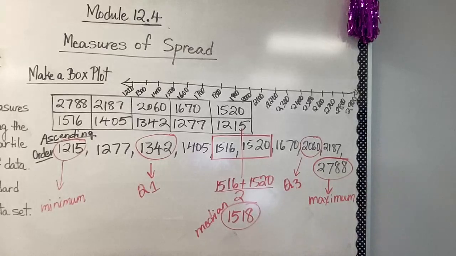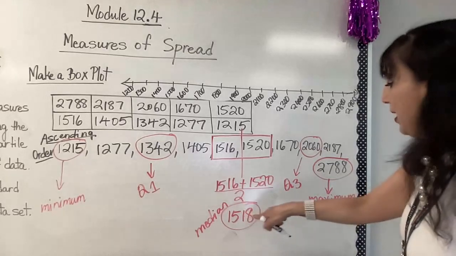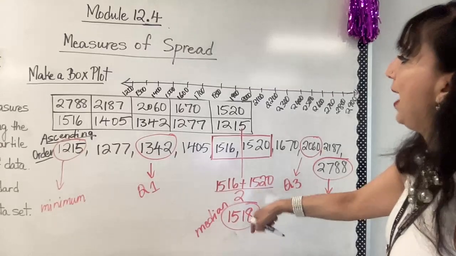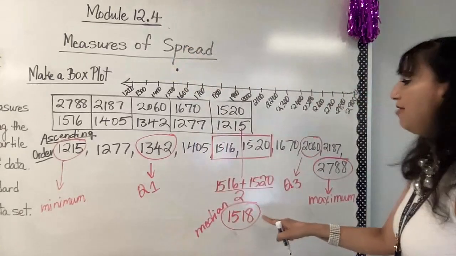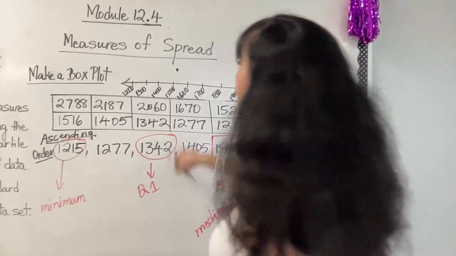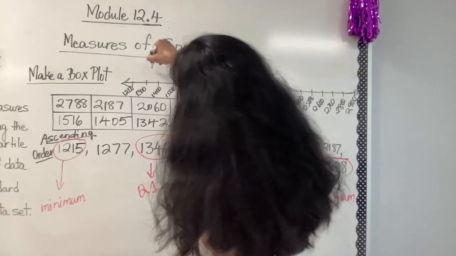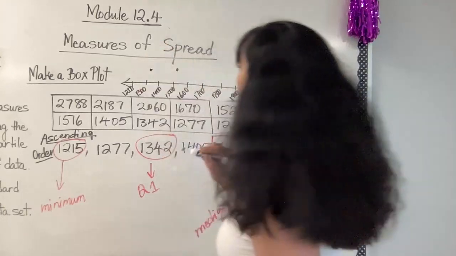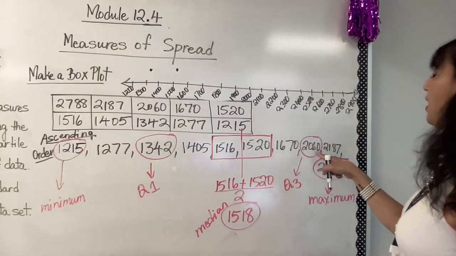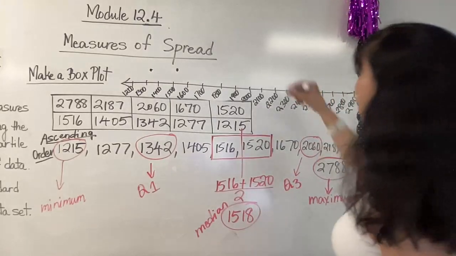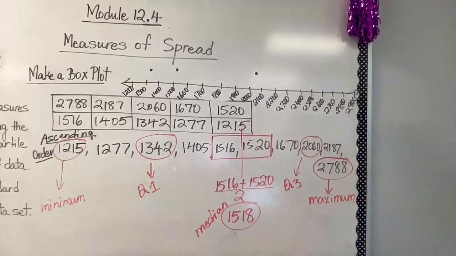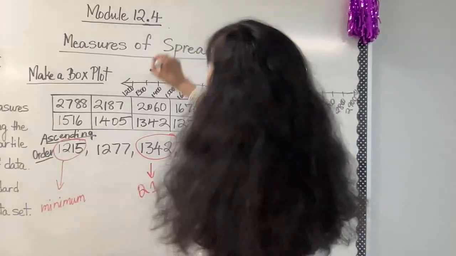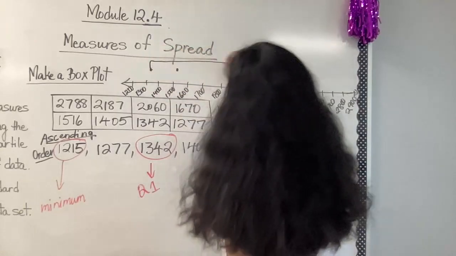Okay, so now I am going to go look at what is my median. My median is 1518. So that will be somewhere about here. So I'm going to make a dot. Then I have my first quartile at 1342, which will be somewhere over here. So I am going to make a dot over here. Then I have my third quartile at 2060. So that should be somewhere here. And I am going to do this. Once I have my 3 dots, I am going to make a box around.